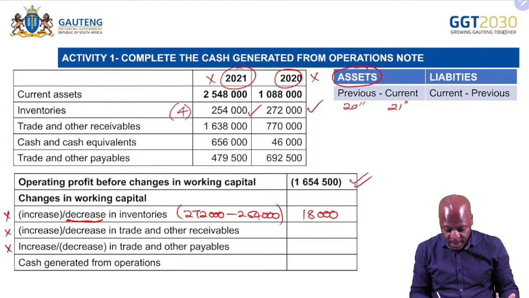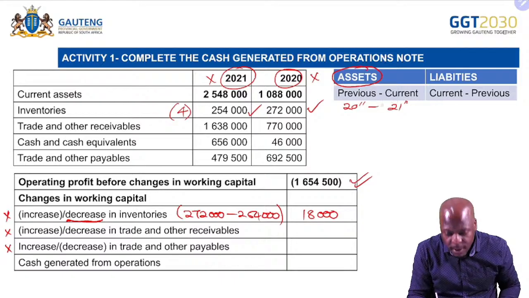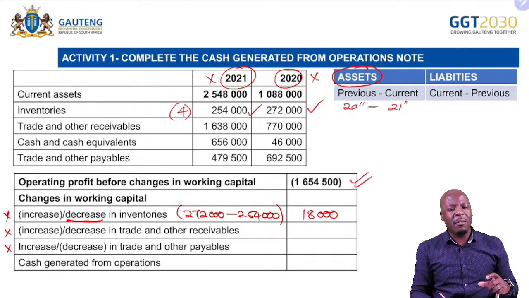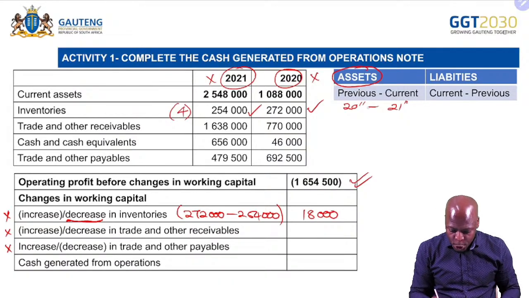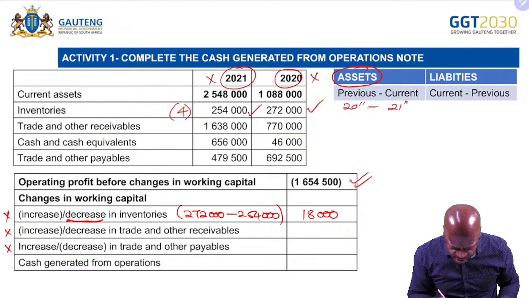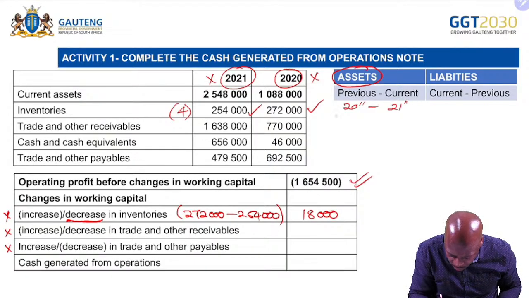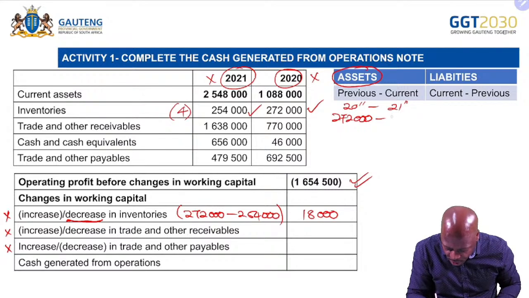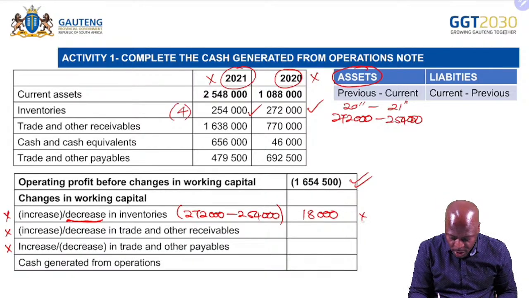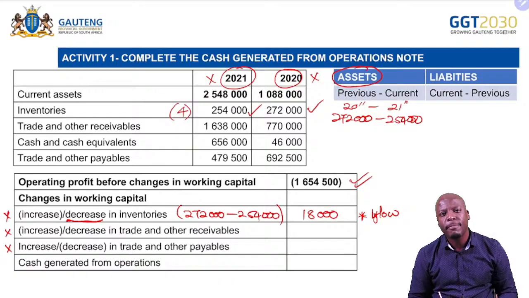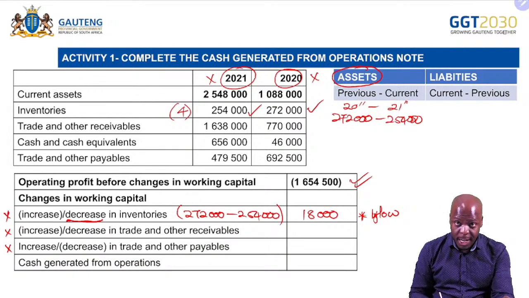So I'm not going to put the figures. I'm just going to say previous minus current. And whatever figure the calculator gives me, I trust my calculator. I take the figure that the calculator gives me. Okay? In the year 2020, which is my previous year, how much was it? It was 272,000. In my current year, it is 254,000. If you punch that in the calculator, it is going to give you a positive 18,000, which shows an inflow. Okay, let's go on to the next one.